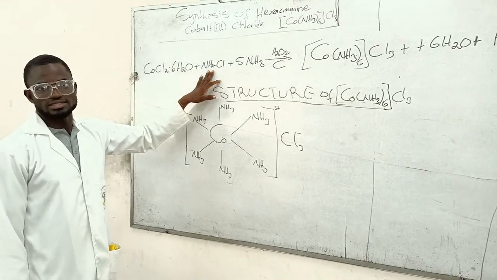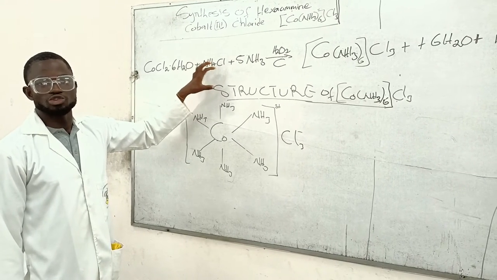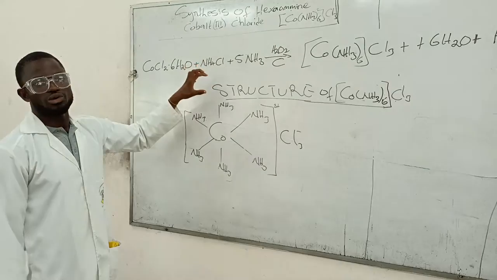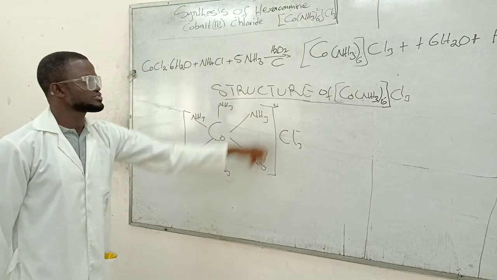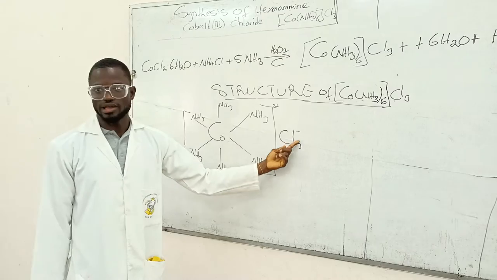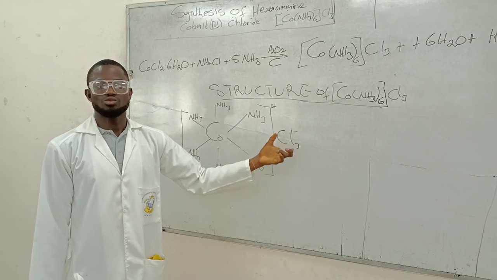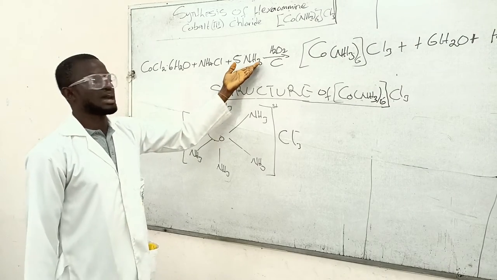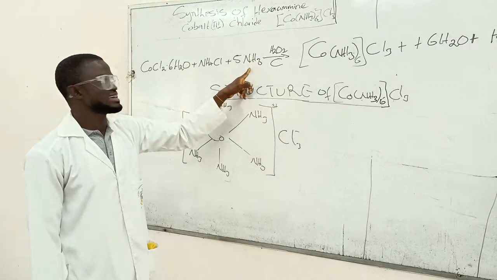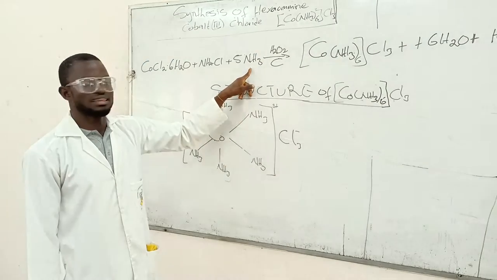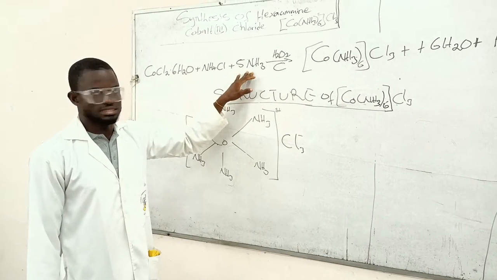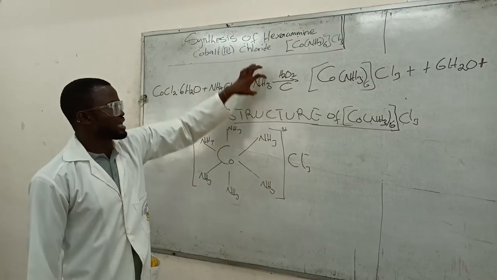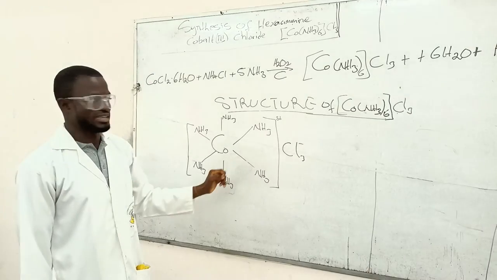Ammonium chloride. The reason why we are adding ammonium chloride is that it stabilizes the positive sphere that is formed. You can see the chloride ions here. So that is the reason why we add the ammonium chloride. Now let's move on to why we add the ammonia. The ammonia here is the ligand, and because it's a ligand, we call it ammine. So we have hexaammine. The ammonia here is the ligand that we see.